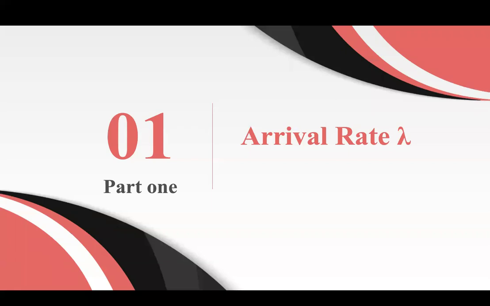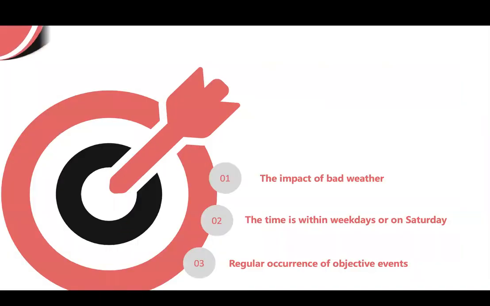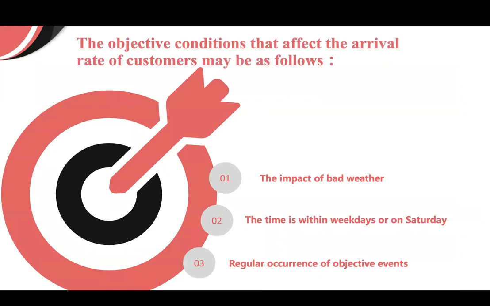Firstly, an important variable of this model is the arrival rate of customers, which is denoted as lambda. The objective conditions that affect the arrival rate of customers may be as follows. First, the time is within weekdays or on Saturday. Second, customers' arrivals at different times of the day. Third, the impact of bad weather, for example, rainstorm or typhoon. Fourth, other unexpected events that cannot be predicted.